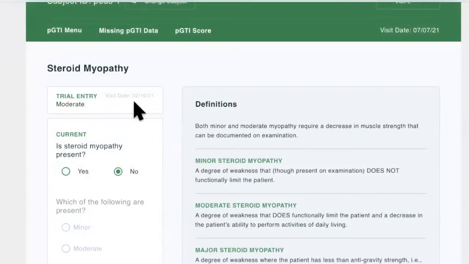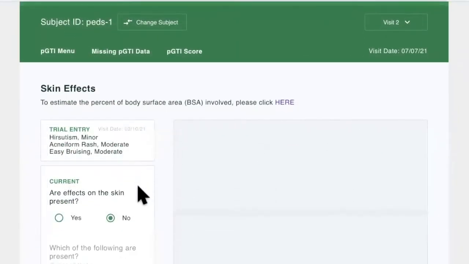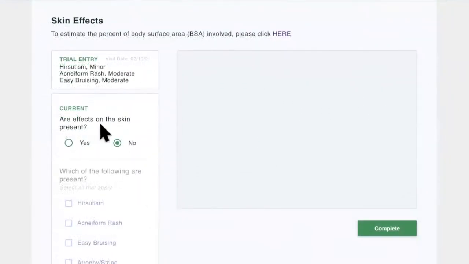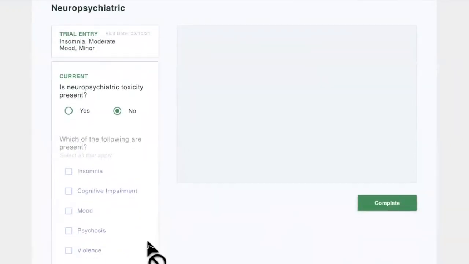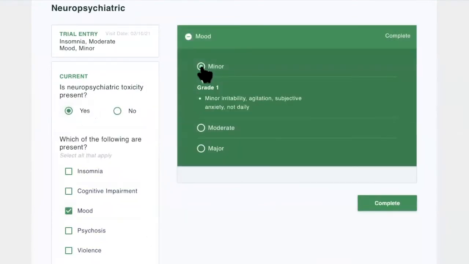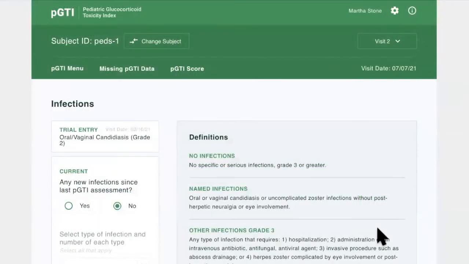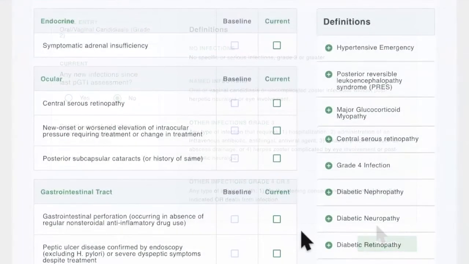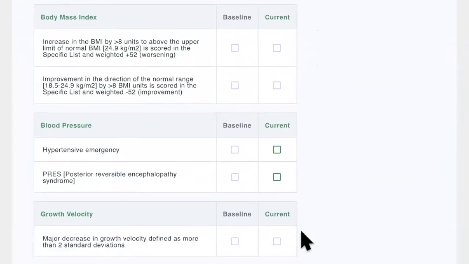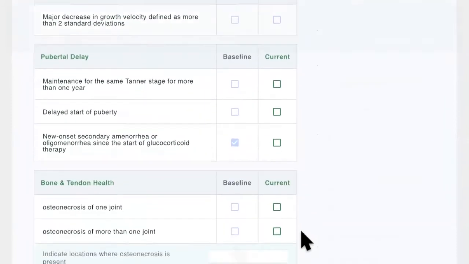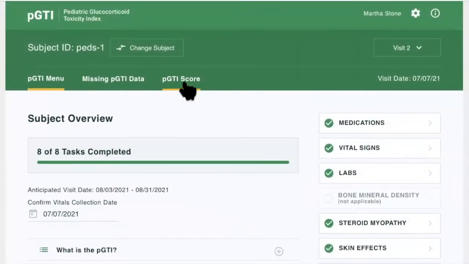Her muscle strength has continued to improve, and she has minor steroid myopathy. And moving on to her skin effects now, the acne has resolved. Easy bruising is now only minor. She now no longer has insomnia, but she still has minor mood dysfunction. And she has not experienced any infections. And fortunately, there are no additional manifestations of steroid toxicity that have occurred here. So there are no specific list items. And we can now get the patient's scores.